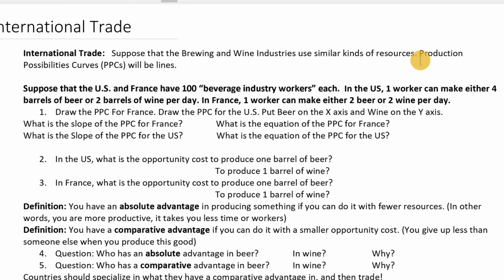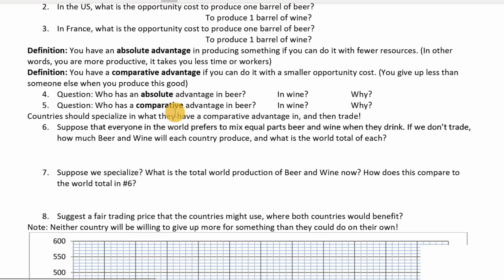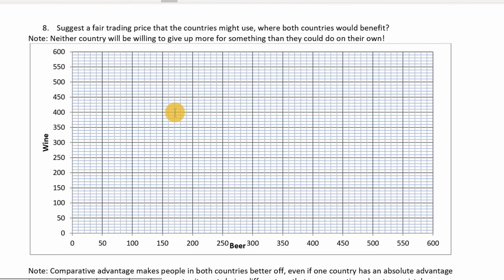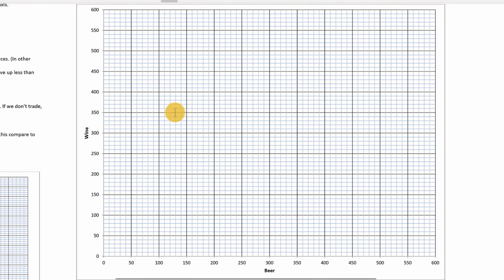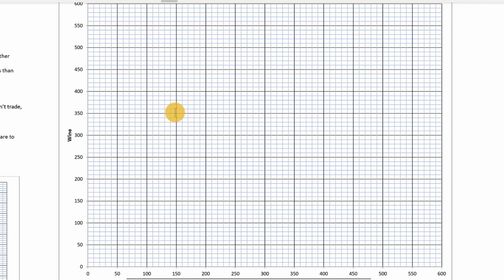So let's build up this example, answering some questions along the way, and we're going to be graphing everything as we go to help us answer these questions. So first thing I want to do, let's draw the production possibilities curve for France. Now you should download this handout and print it out so that you have it in front of you. And I have two versions of the graph. I have a smaller one at the bottom of this page, and then on the second page I have a little bit larger version of the graph. So let me use the little bit larger version here.